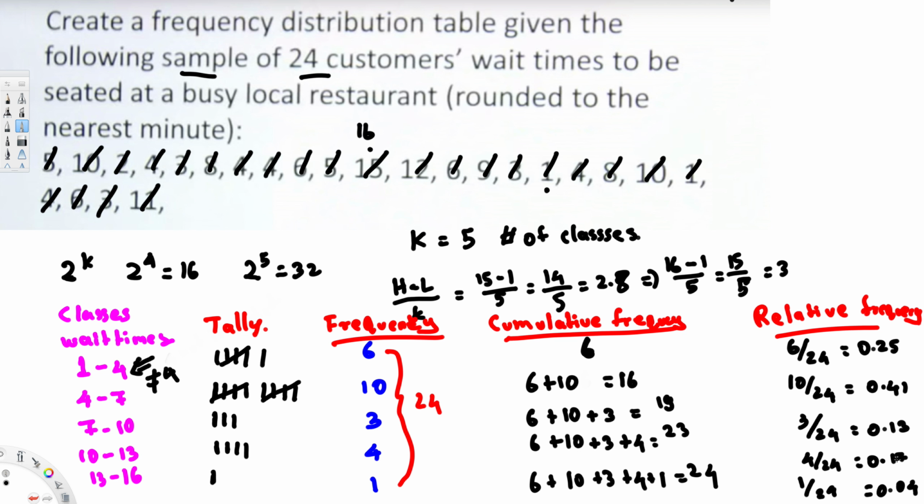And 0.79 plus 0.17 gives 0.96, and plus 0.04 is going to give us 1.00. So this is correct, and that's how we create a frequency distribution table.